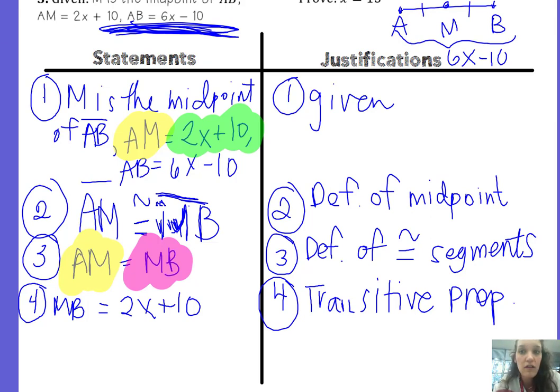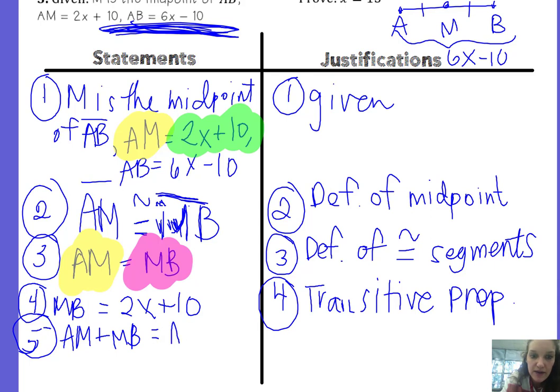So a long time ago, we learned about this thing called the segment addition postulate. Part plus part equals whole. We have our two parts and we have the whole enchilada. Let's use segment addition postulate. So step 5, I'm trying to set up an equation. So let's do segment addition postulate. AM plus MB is equal to AB. Part plus part equals whole. That's the segment addition postulate.